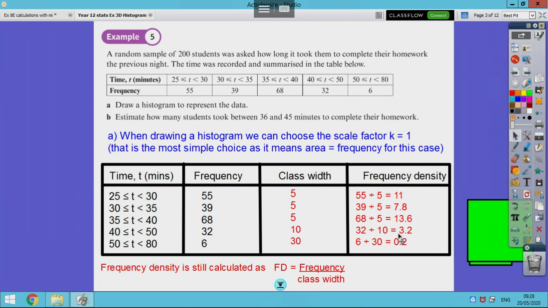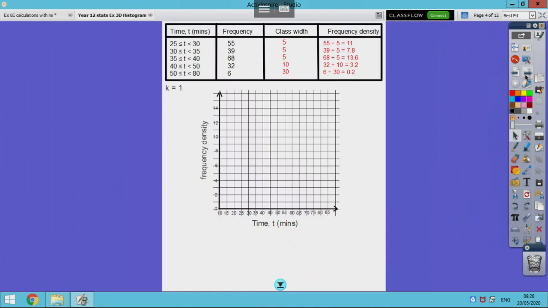Now let's have a look at what our histogram is going to have to go up to. The highest number is 13.6, so let's make the y-axis go up to 14. And let's have a look down here. We need to go up to 80. I'm probably going to go up in intervals of 5, just because that makes a bit more sense. Here's one I prepared earlier. At the top, we've got our thing there. That's absolutely fine. Now we can start drawing our histogram.